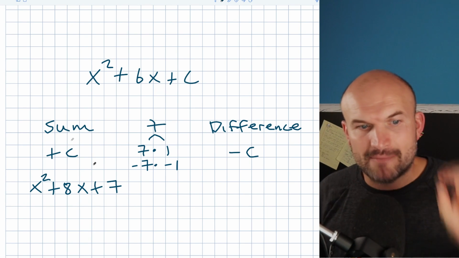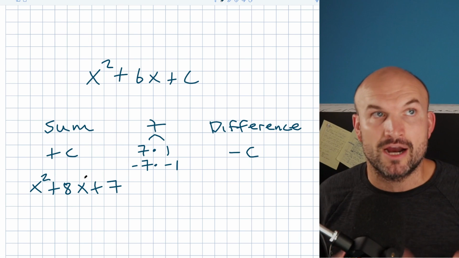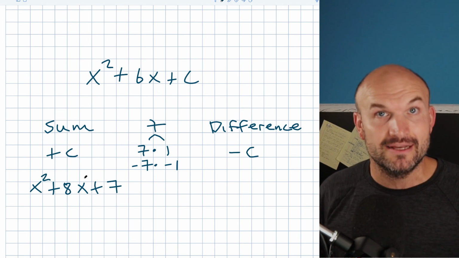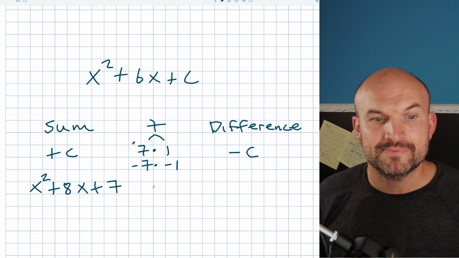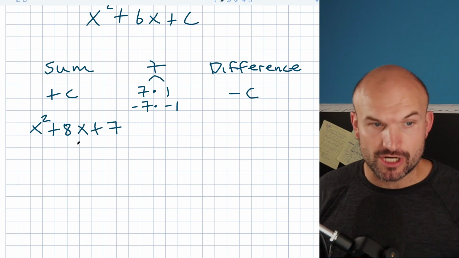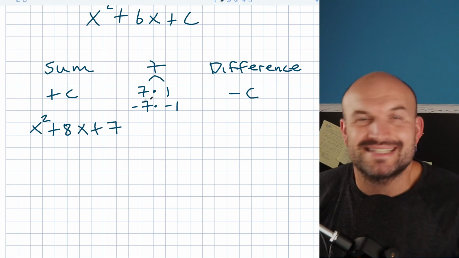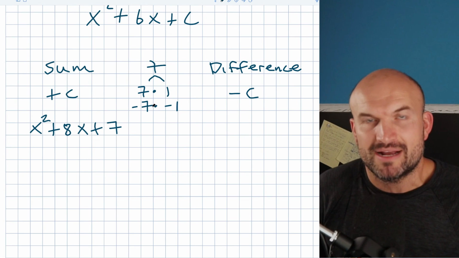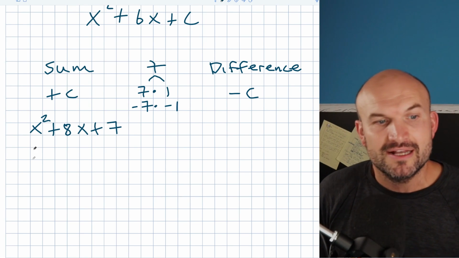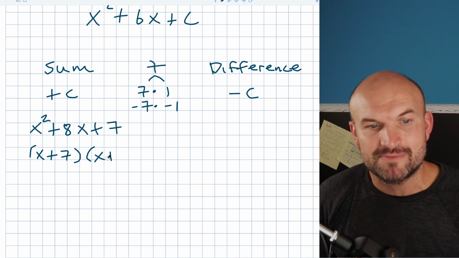Whenever I see my last value, my c, is positive, I'm going to say, all right, what are the factors of that c? And then I'm going to add them to get to my middle term. So let's look at my middle term. My middle term in this case is a positive 8. So what factors make sense to add? Positive 7 plus positive 1, or negative 7 plus negative 1? Well, hopefully you recognize it's going to be a positive 7 plus positive 1. So that is going to be my factored form: x plus 7 times x plus 1.